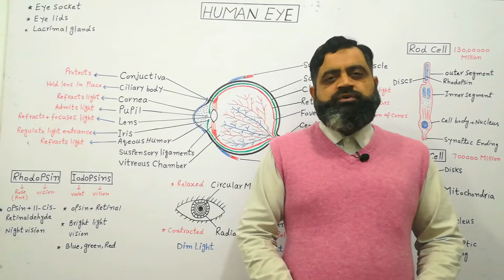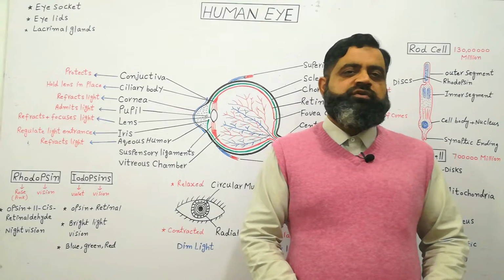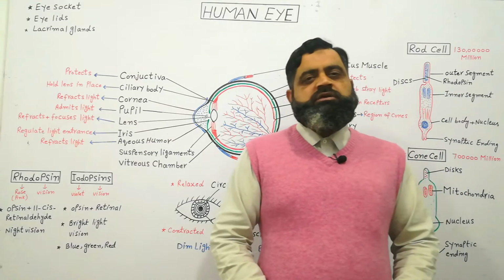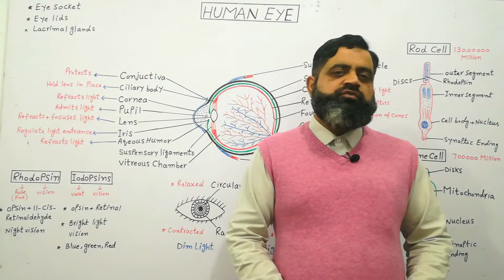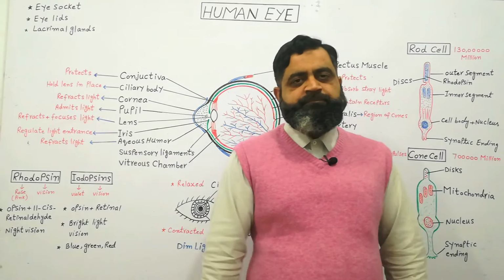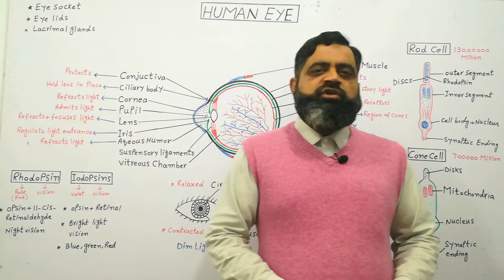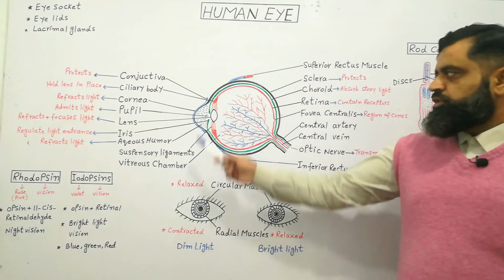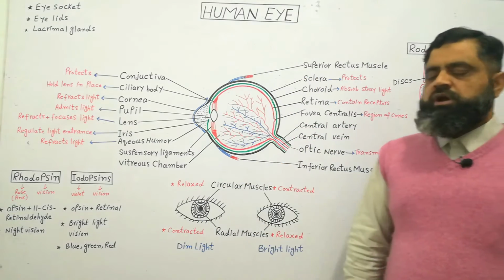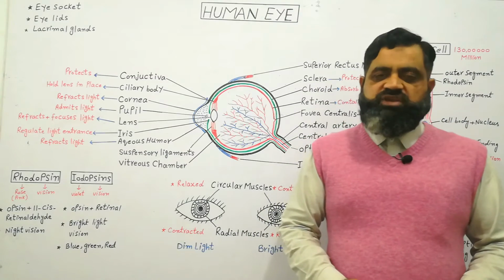Today we are going to discuss the anatomy of the human eye, the structure and function of different parts of the human eye. First of all, we will look at the diagram of the human eye. The human eye is protected in three ways.